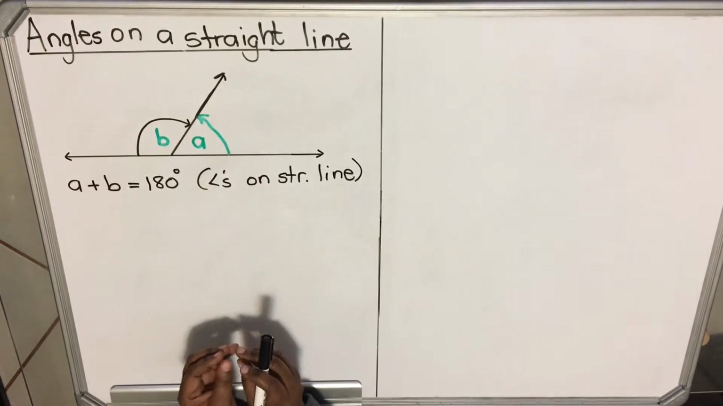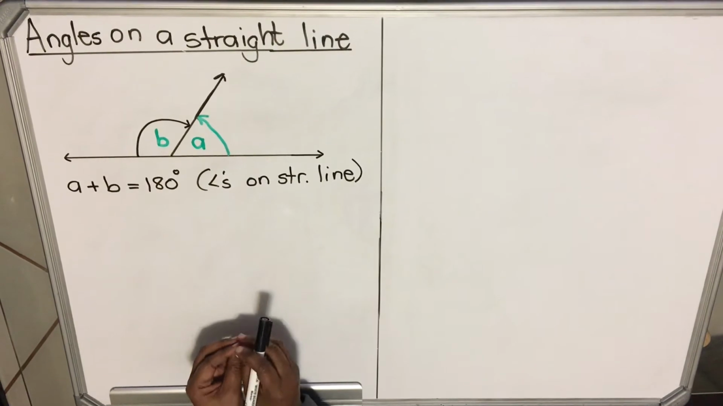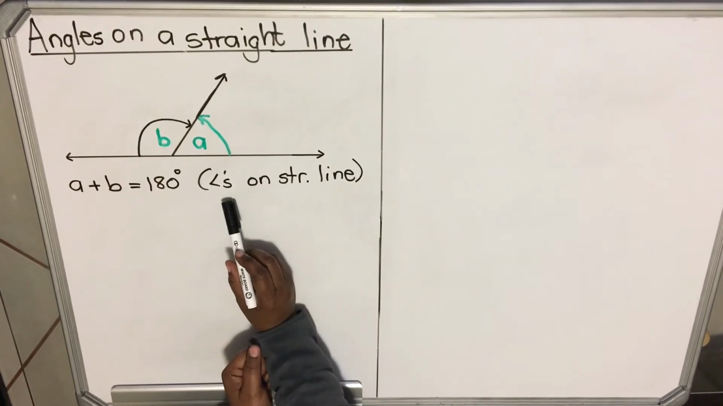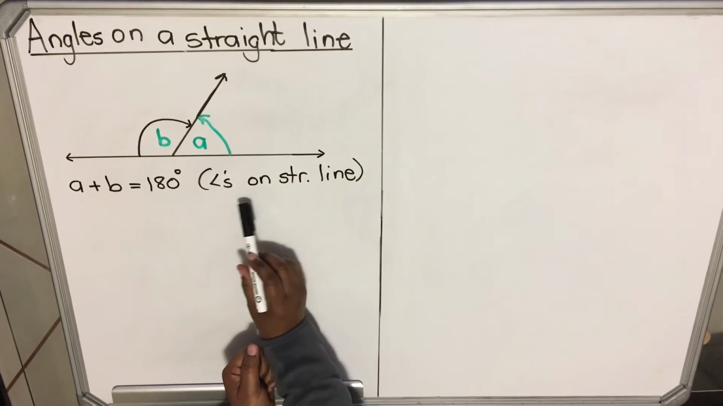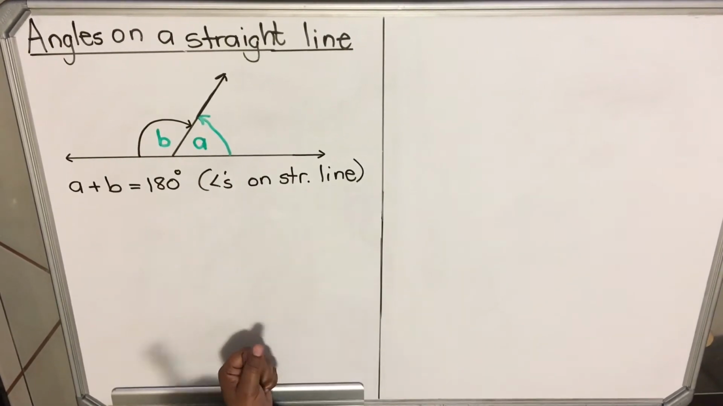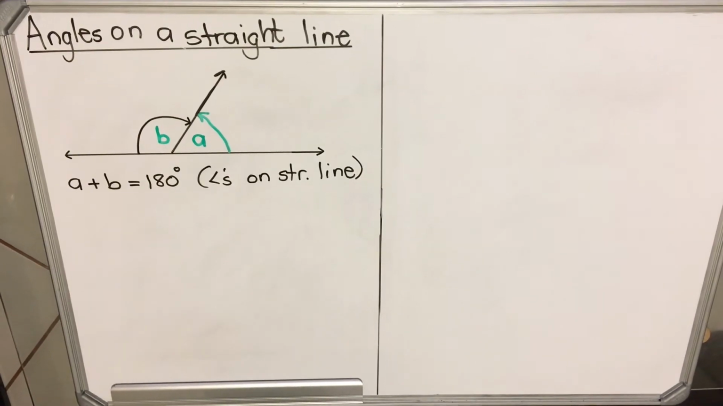In geometry, when we are writing something, you need to write a reason. So this is the reason: angles on a straight line. You can shorten it like that. Angles on a straight line. You need to memorize that. Okay, let's look at examples.